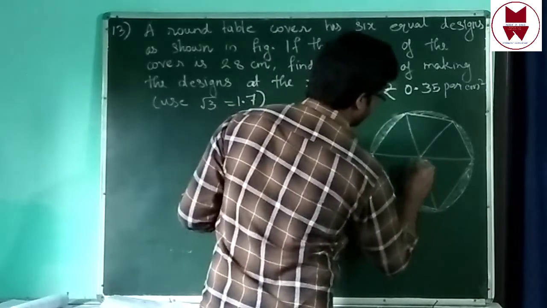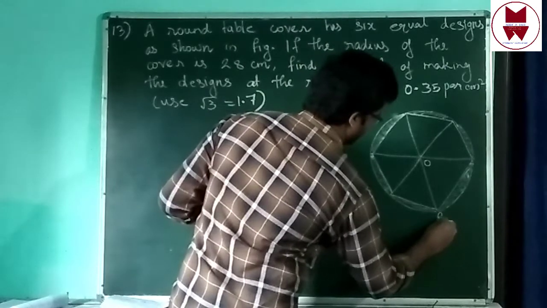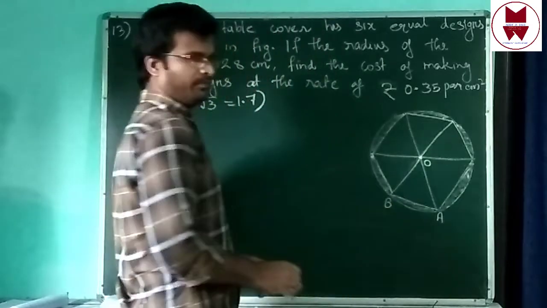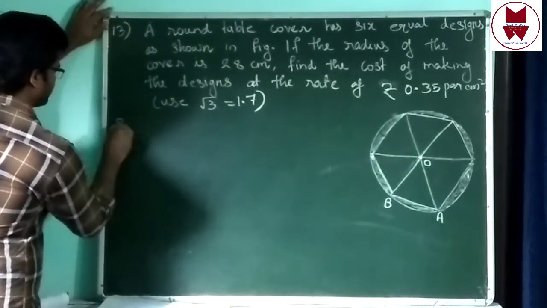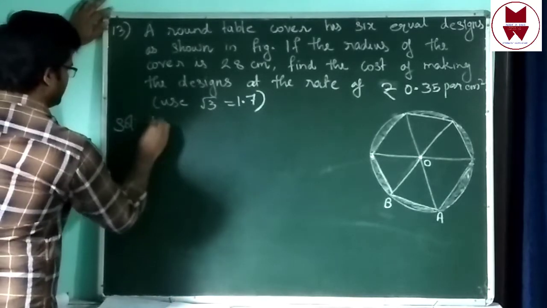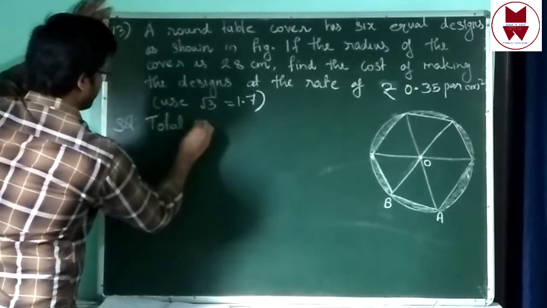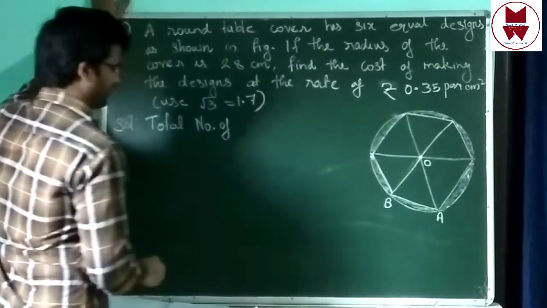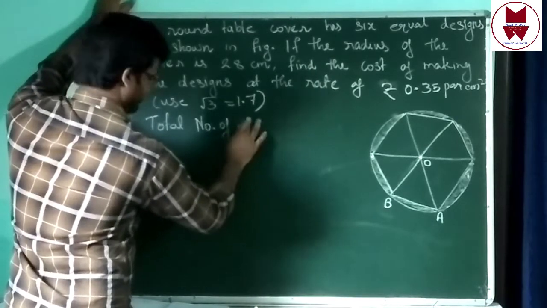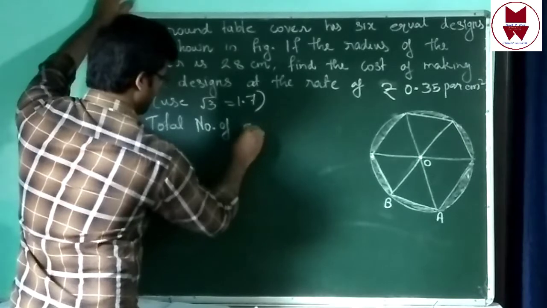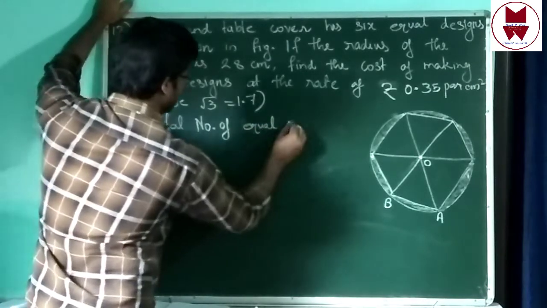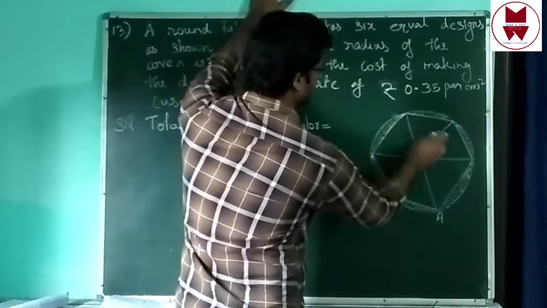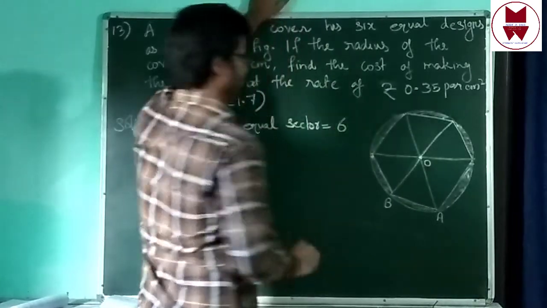In this figure, there are 3 lines, 3 diameters. The center is O, then give names A and B. Center is O, and here A, the side is B. Then you can write total number of equal sectors equal to, how many sectors are there? 1 2 3 4 5 6. We can write 6.